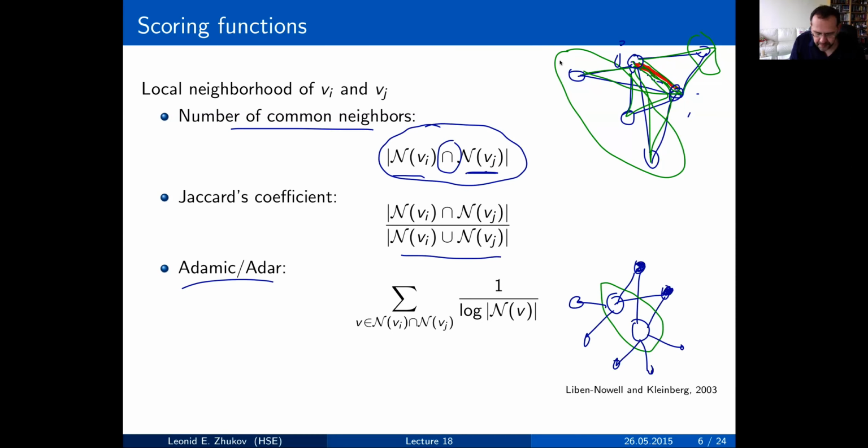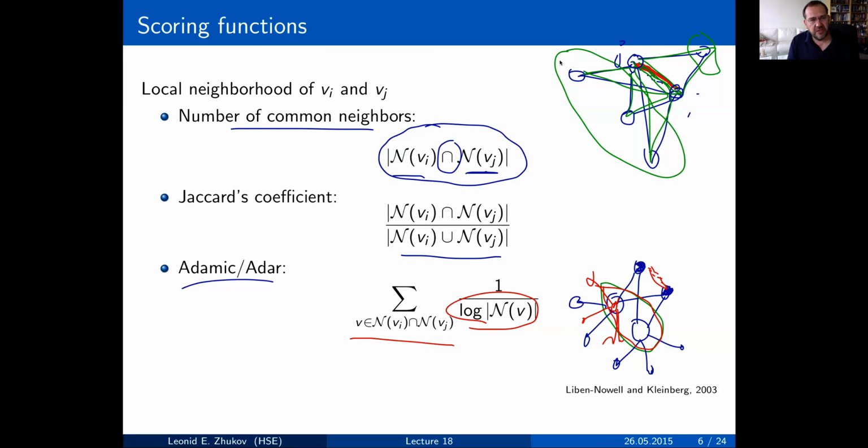the node degrees of the overlapping nodes. So what this says is the following. We sum over all overlapping nodes, and we calculate 1 over the logarithm of their degrees, okay? Which means if those nodes have higher degrees, they influence the scoring less, and if they have lower degrees, they influence it more. So if these nodes have a very high degree, they provide less confirmation that there might be a connection between these two nodes. But if the node degree is small, that's a very strong indication that these nodes might be connected.